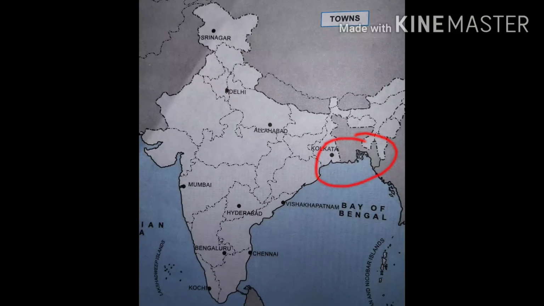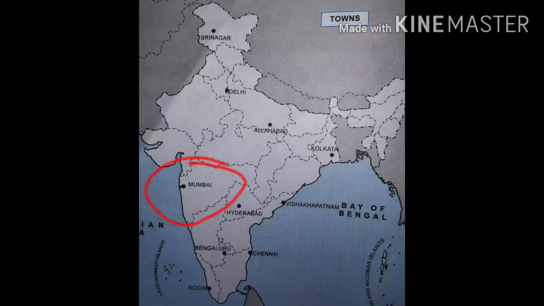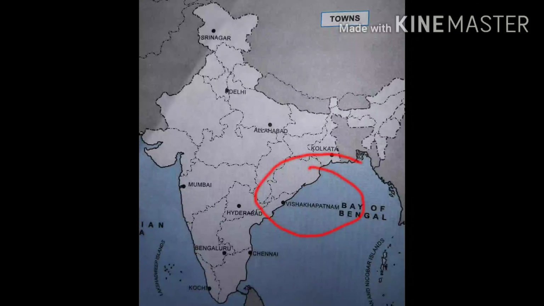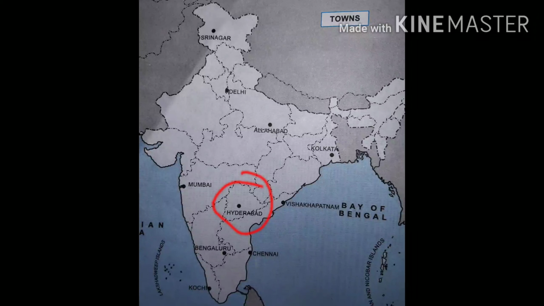Next is Kolkata. Kolkata is present on the eastern side. Here Kolkata is located. Next is Mumbai. We all know the location of Mumbai on the western side. Then Vishakhapatnam. See the location of Vishakhapatnam in the state of Andhra Pradesh. It is a coastal city, a very important coastal port on the Bay of Bengal. Then we'll see Hyderabad. Hyderabad is located in the Indian Peninsular region and in the state of Telangana.